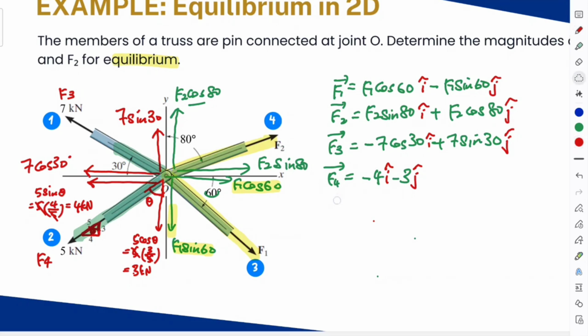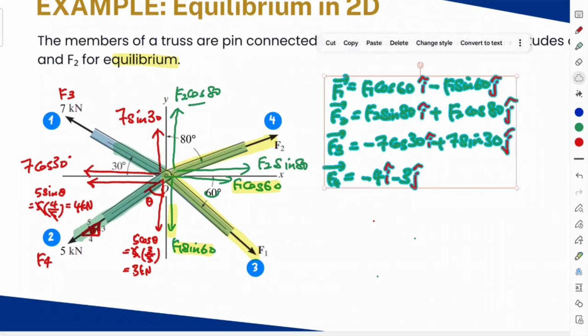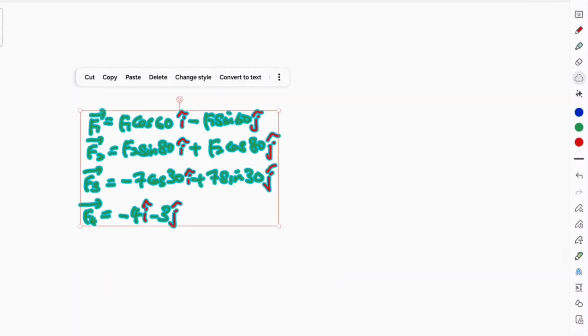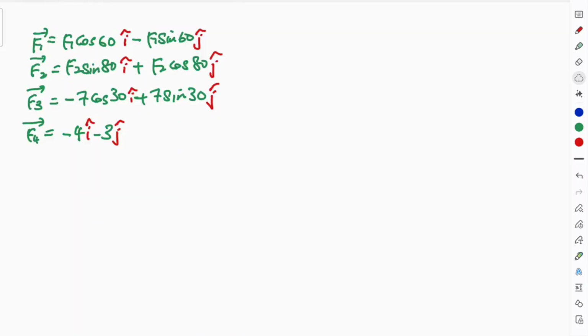So let me just copy these whole vectors into a new page so that it's easier for me to illustrate how we apply the equilibrium condition in the respective direction. Okay, so this is the vector form for all the four forces. So the next thing you need to do this time around is to apply the equilibrium condition. So in equilibrium, let us start with all the components in the x direction.